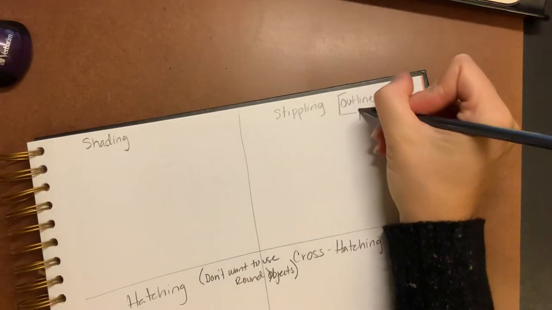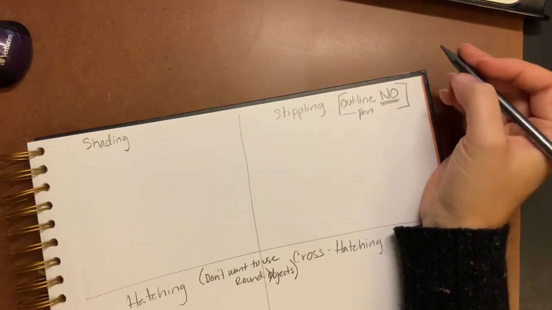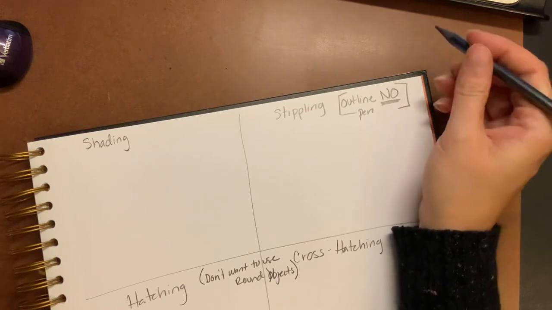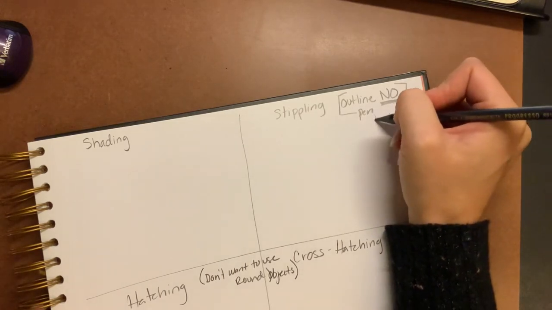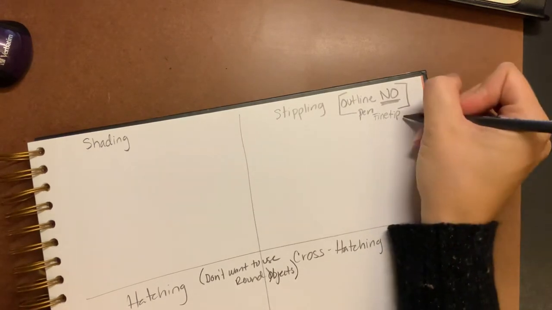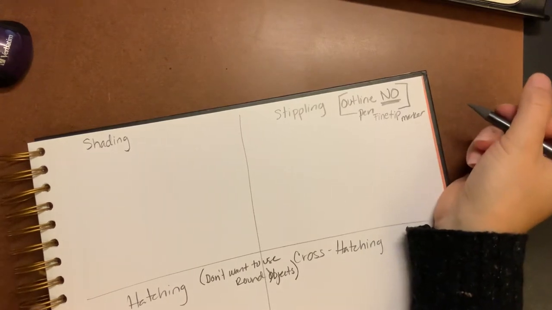I like to use pen for stippling only because the pen goes down onto the paper a lot easier, and then I don't have to press as hard as well. Pen or a fine tip marker. But if you're using a computer, then it doesn't matter. You can do whatever you want.